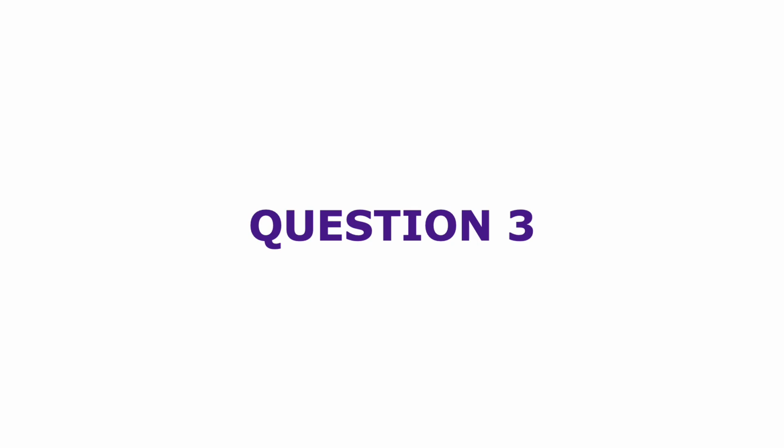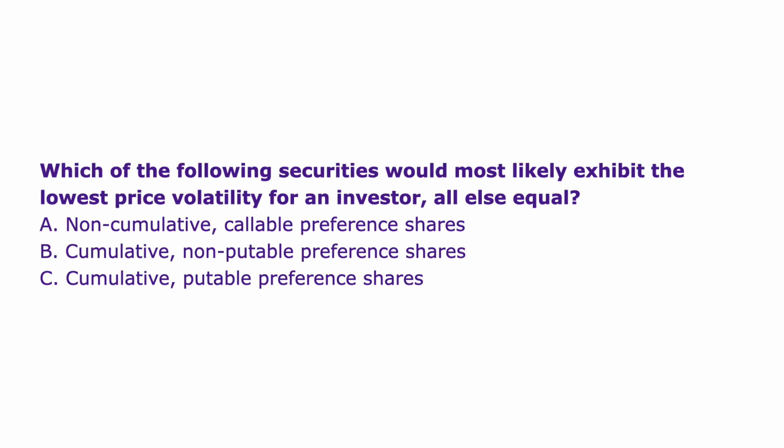Question 3. Which of the following securities would most likely exhibit the lowest price volatility for an investor, all else equal? A: Non-cumulative callable preference shares. B: Cumulative non-putable preference shares. C: Cumulative putable preference shares.